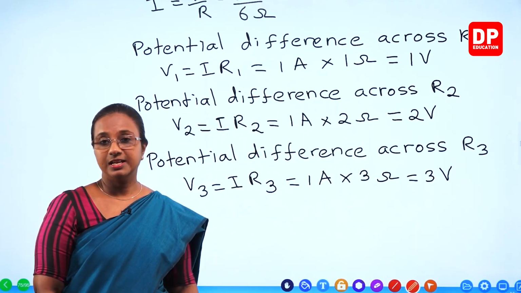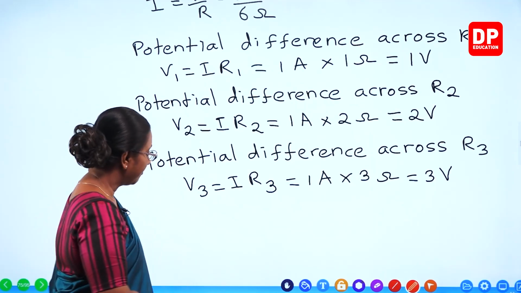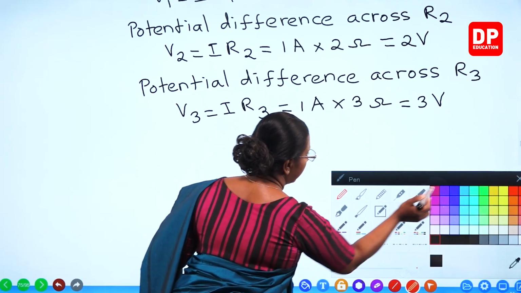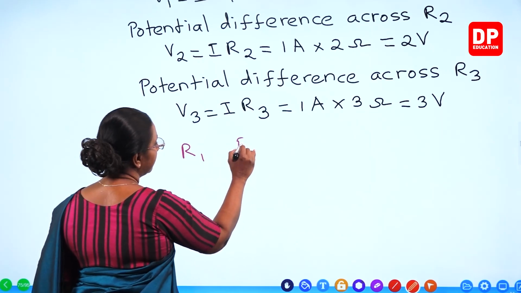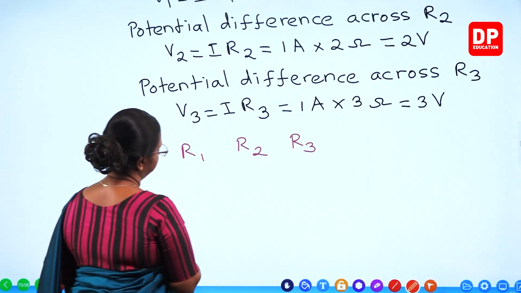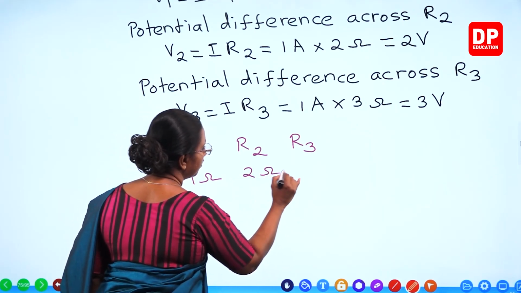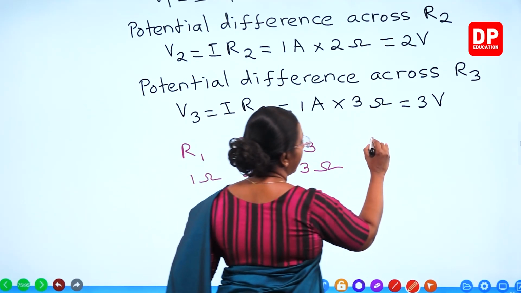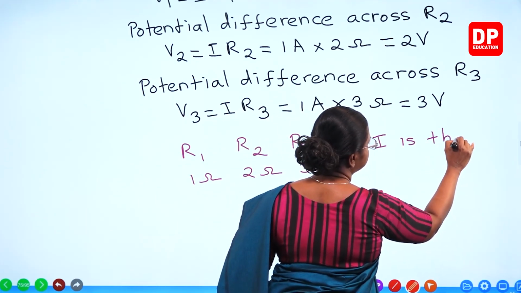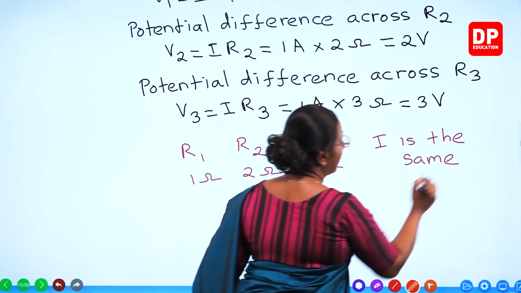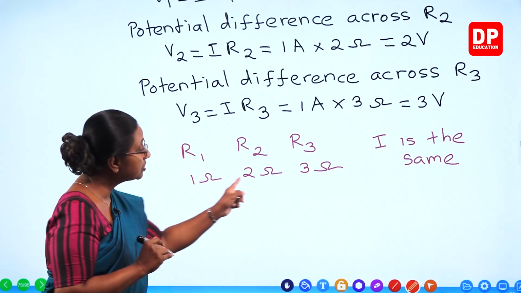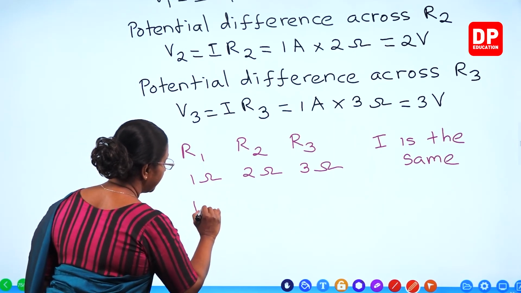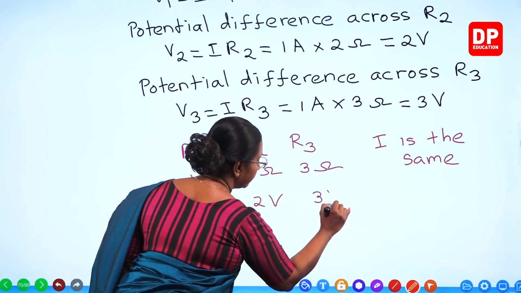Now, can you all see the relationship? We have three resistors, R1, R2, R3. 1 ohm, 2 ohm, 3 ohm. Current flow is the same. I is the same. But the potential difference is distributed across the three resistors. In what manner? 1 volt, 2 volts, 3 volts.